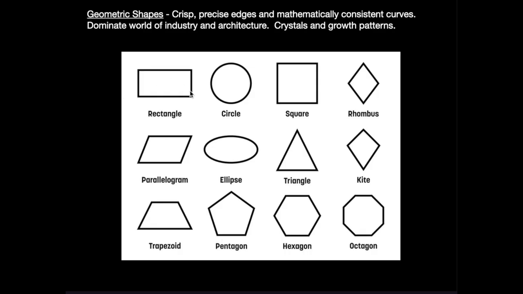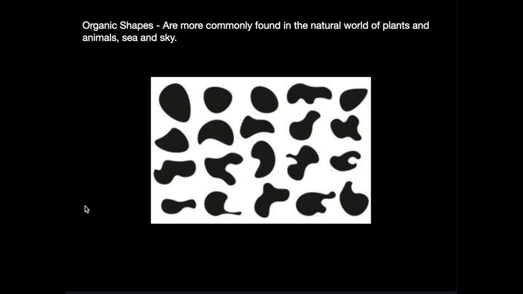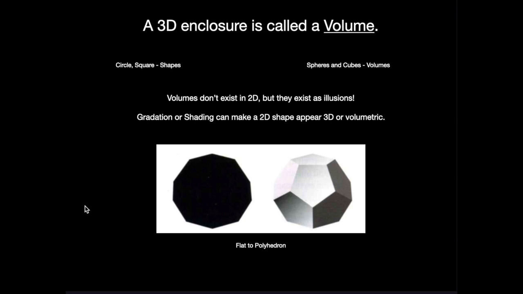Here's some examples of geometric shapes. Crisp, precise edges, mathematically consistent curves dominate the world of industry and architecture. Here's organic shapes, natural world of plants, animals, sea, and sky. A 3D enclosure is called a volume. So circles, squares are shapes, where spheres and cones are volumes. So this would be a shape, and this is a volume. This is a flat shape to a polyhedron. The volumes don't exist in 2D, but they exist as illusions in 2D.